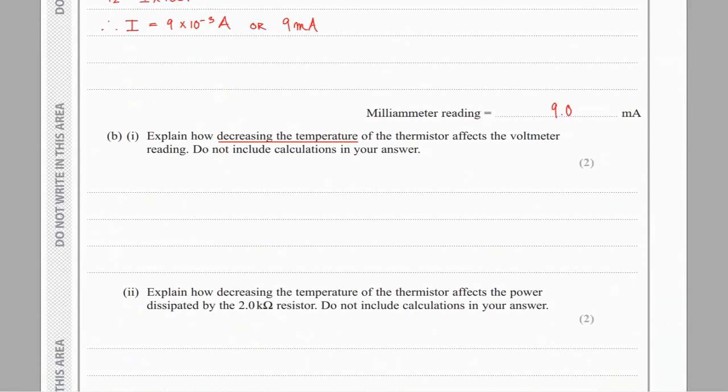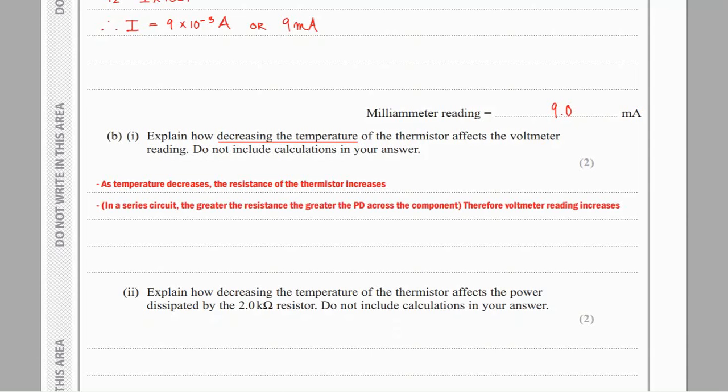So let's see how the mark scheme says this. As the temperature decreases, the resistance of the thermistor increases. Fairly obvious, the first point, and therefore in a series circuit, the greater the resistance, the greater the PD across the component. Therefore, the voltmeter reading increases. The part that I have given in the bracket, you can ignore that in your exam, but it's better if you write this, just to stay on the safe side.